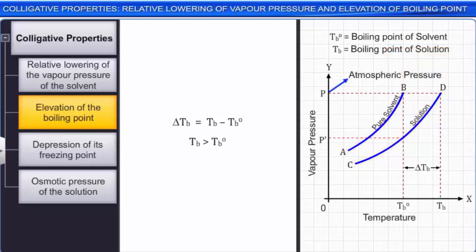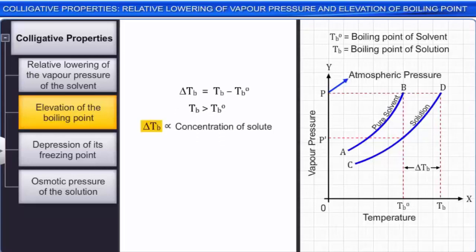The boiling point of a solvent changes as the concentration of the solute in the solution changes, but it does not depend on the identity of the solute particles. The elevation of the boiling point depends upon the concentration of the solute in the solution and is directly proportional to the molality m of the solute in the solution.